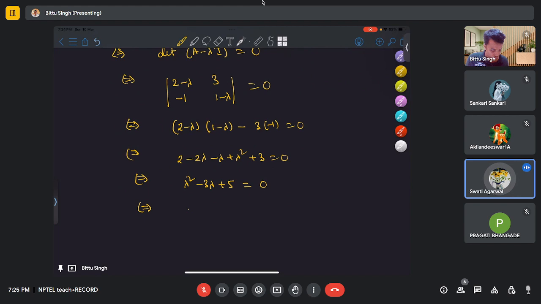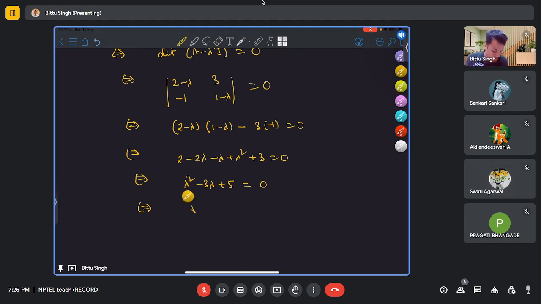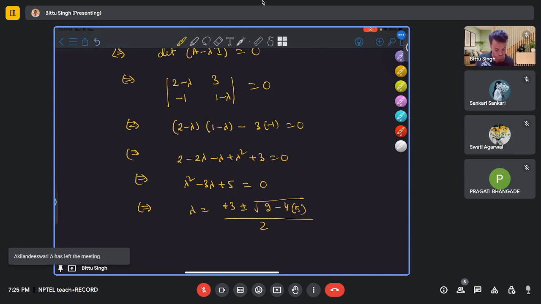A complex number. Okay, let us do that. This is minus of minus 3, that is plus 3, plus minus root over b square, which is 9 minus 4 AC, that is 4 times 5 by 2. So there, yes, you are right. The solutions are complex numbers, 3 plus minus root 21 times i by 2. So those are the eigenvalues.